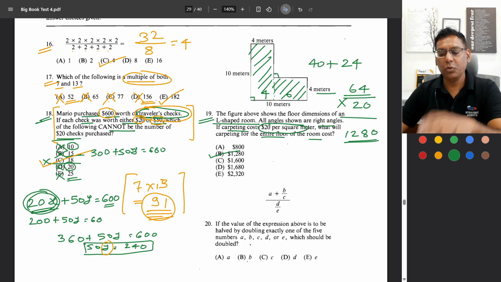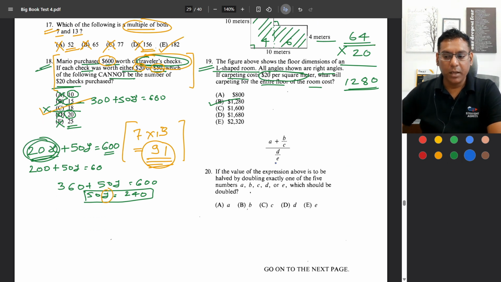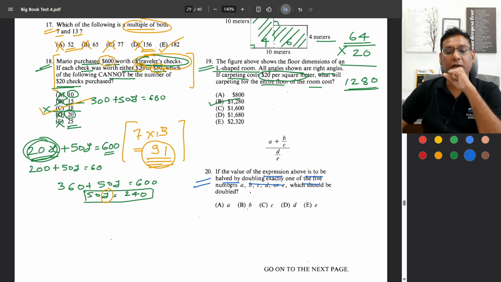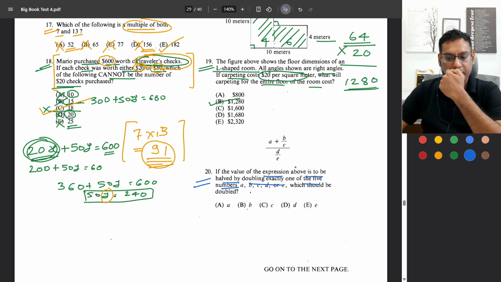If there was a more complicated circle kind of a room, I think that would have been a more complicated question. Question 20: if the value of the expression above is to be halved by doubling exactly one of the 5 numbers, interesting. So I need to double one of these numbers and I need to get the total value half. Which number should be doubled?